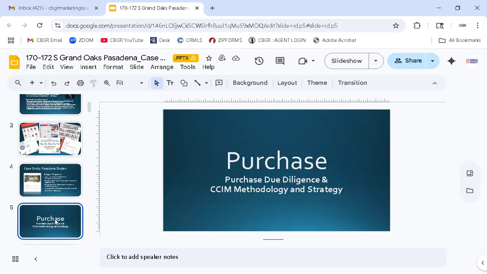Here's the purchase due diligence. You want to stay out of trouble, you do your homework before you close escrow. You do your homework with the buyer and you tell him what he needs to know. CCIM methodology and strategy. Pay close attention. Next slide.